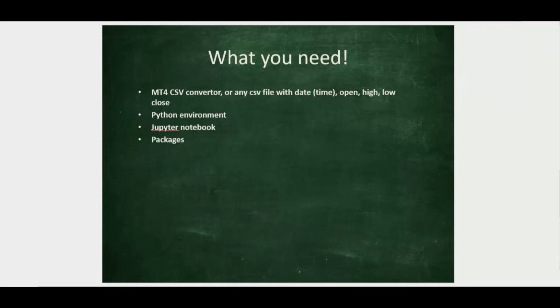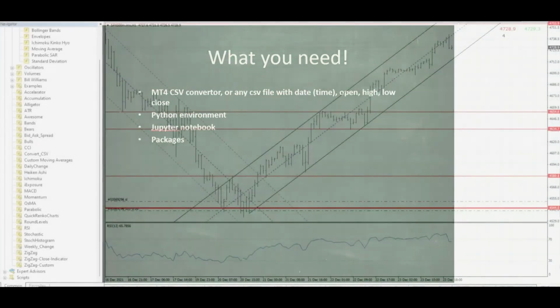So what you need, from the context of MT4, is a CSV converter script or an indicator, or if you just have any CSV file, that's more than enough. The most important part is your CSV file should be formatted with the date, time, open, high, low, close. You obviously need the Python environment, and we make use of Jupyter Notebook here because it's easy and user-friendly. And last but not the least, you will need a couple of packages as well. So let's quickly dive into how you can build your own Python charts using CSV data.